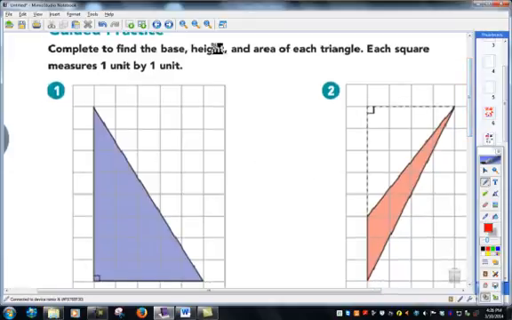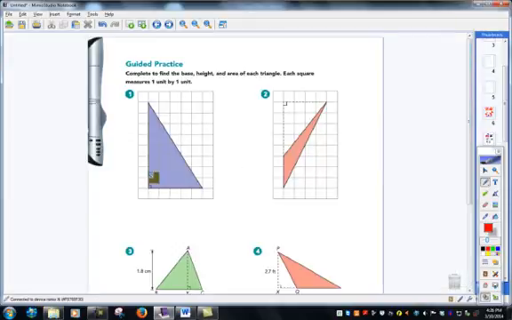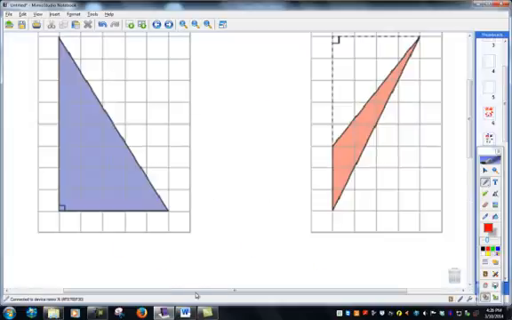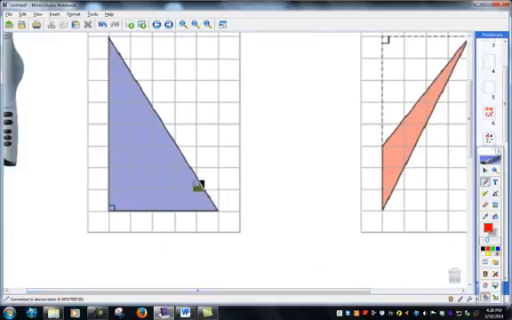Complete to find the base and the height. Realistically, you could count these, but it's very hard to count these pieces, so you're not going to want to do it that way. We're going to figure out the base and the height. You look for the right angle. So this is your base, this is your height. 1, 2, 3, 4, 5 units by 1, 2, 3, 4, 5, 6, 7, 8.